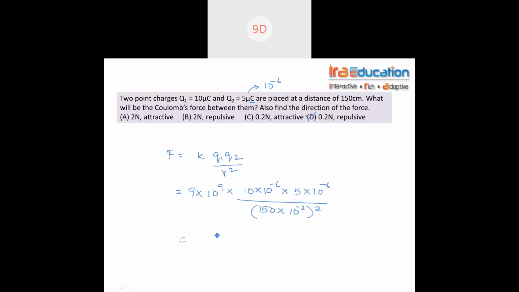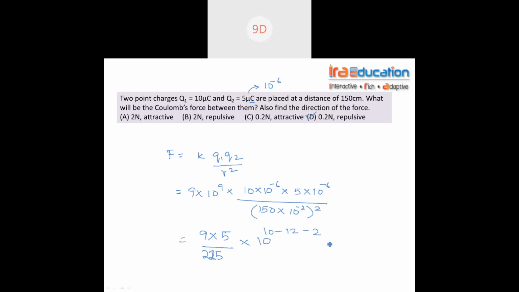Try to do it now. 9 into 5 into 5 by 15. All the zeros you can put aside. 10 power minus 12. This 10 will make it 10 power minus 1, 10 power minus 2. Oh, this is not 15, this is 225, minus 2. Like this you will get.